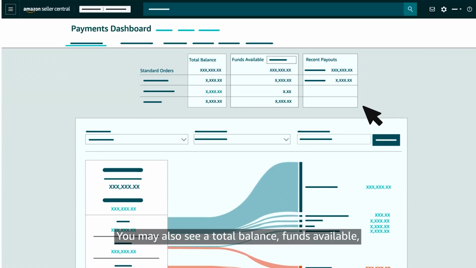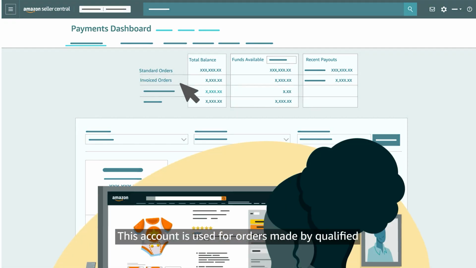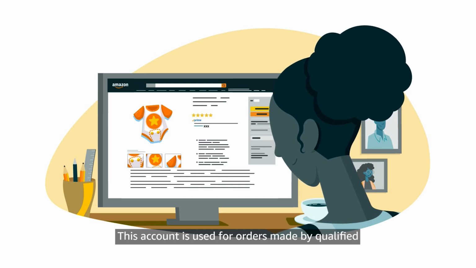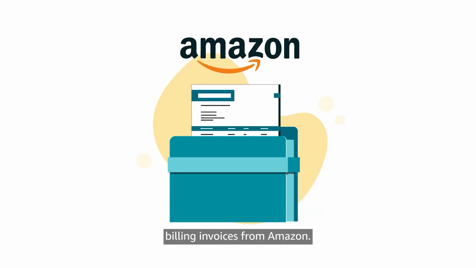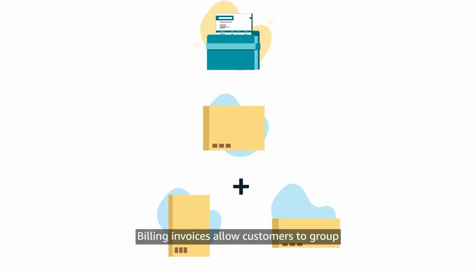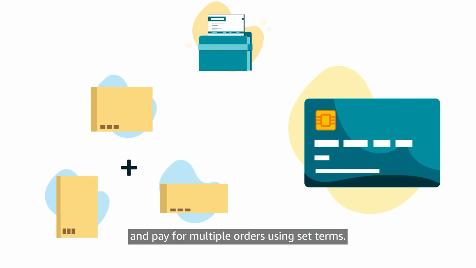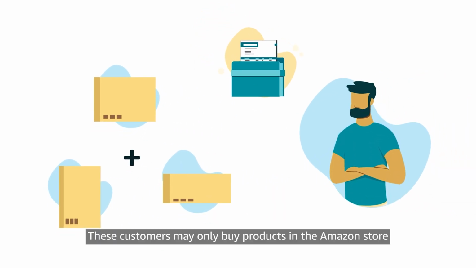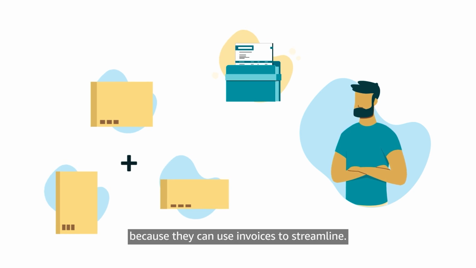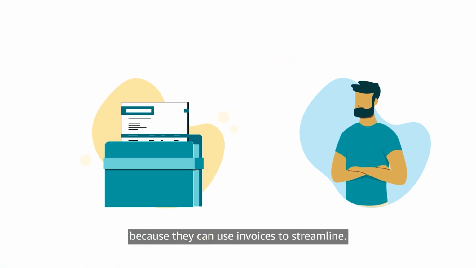You may also see a total balance, funds available, and recent payout for an invoiced orders account. This account is used for orders made by qualified Amazon business customers who have opted to pay by receiving billing invoices from Amazon. Billing invoices allow customers to group and pay for multiple orders using set terms. These customers may only buy products in the Amazon store because they can use invoices to streamline.